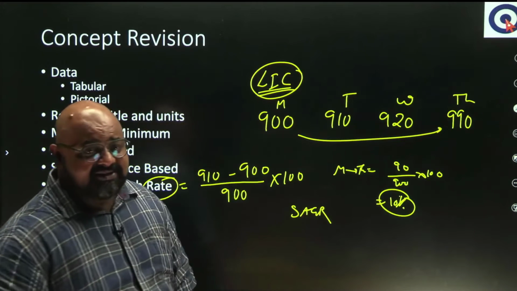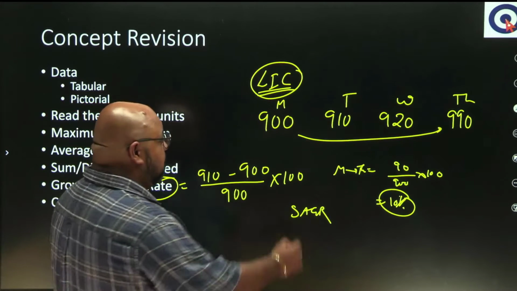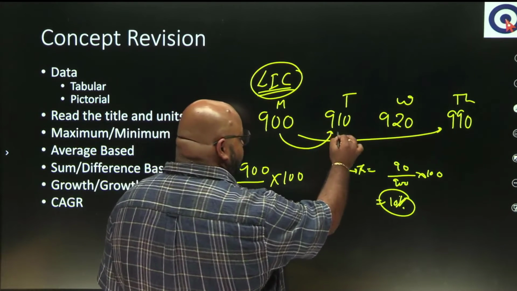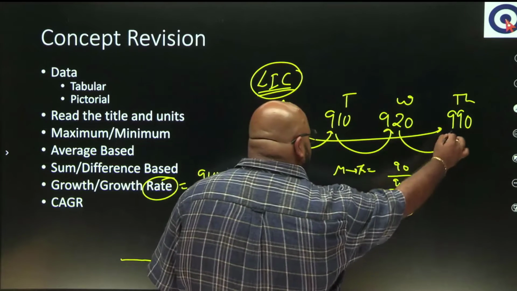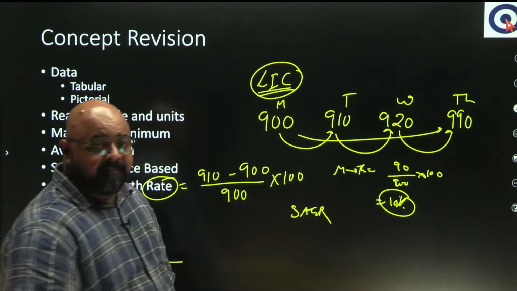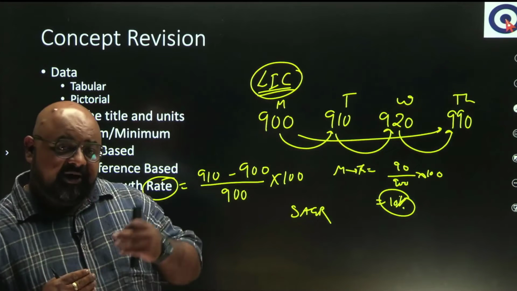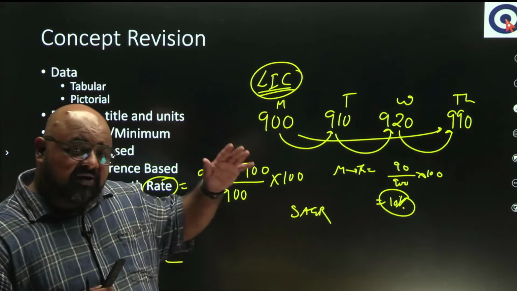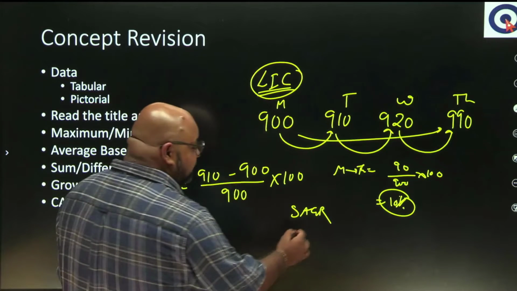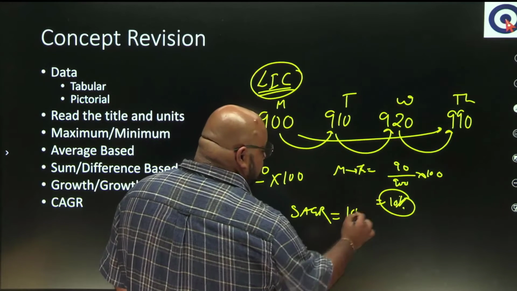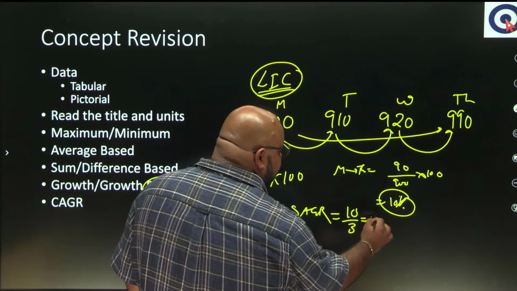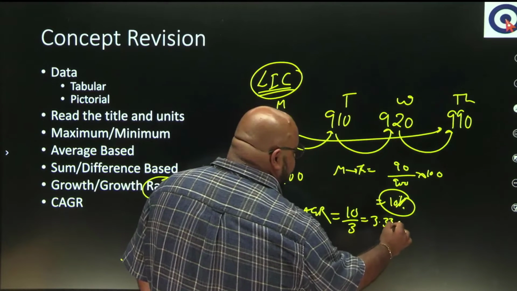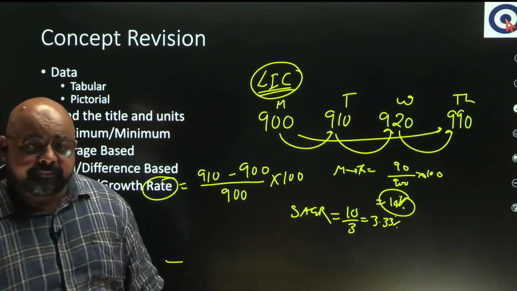For SAGR, I see how many time periods have passed. One growth happened here, second growth happened here, third growth happened here. 3 time periods have passed: Monday to Tuesday, Tuesday to Wednesday, Wednesday to Thursday. So if the same rate of change was happening, then the simple annual growth rate would be overall growth rate upon the number of time periods, which is 3.33% per day.